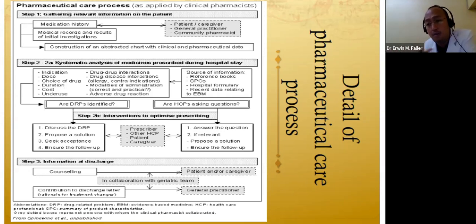Collaboration means that you'll be able to empower your patient, along with other healthcare professionals. The focal point or the focal person of your pharmaceutical care process is actually your patient. Okay? Remember that the focal point of our pharmaceutical care process is our patient.